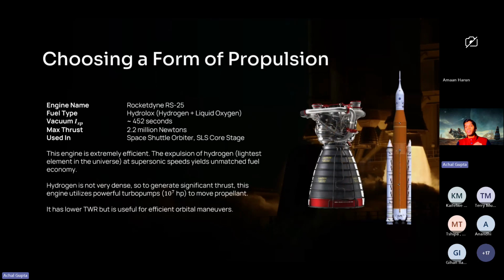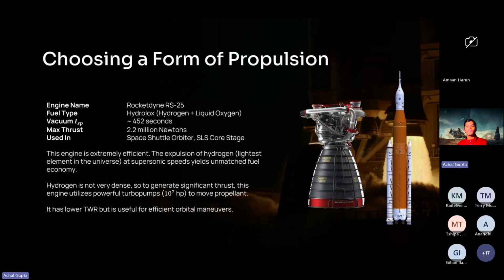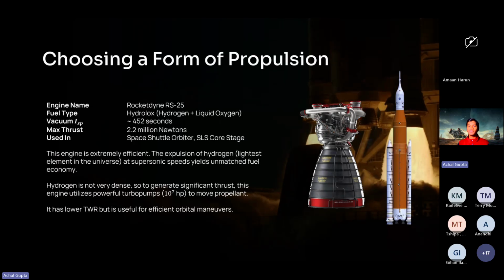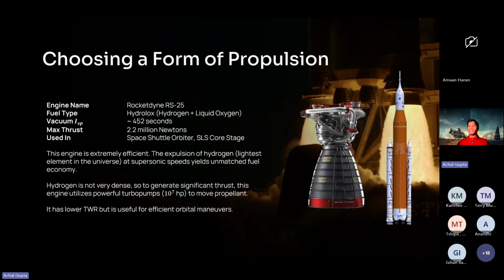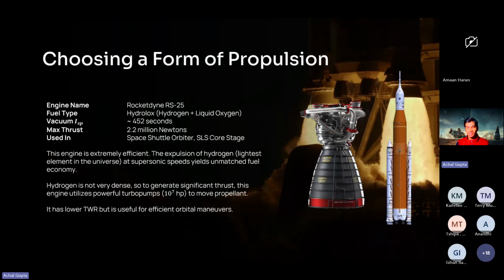Moving on to the engine that powered the space shuttles and the Artemis missions. This is the RS-25 engine. Five of these are found on the SLS, and 3 of these are found on the Space Shuttle Orbiter. It produces 2.2 million newtons of thrust, but it uses a different type of fuel, which is hydrolox, which is hydrogen and liquid oxygen. And it's extremely efficient because you get a lot of fuel economy out of using hydrogen. The only problem is hydrogen is not very dense. So to generate a significant amount of thrust, you need turbopumps to pump a lot of hydrogen at the same time to generate enough pressure in the combustion chamber to produce the required amounts of thrust.